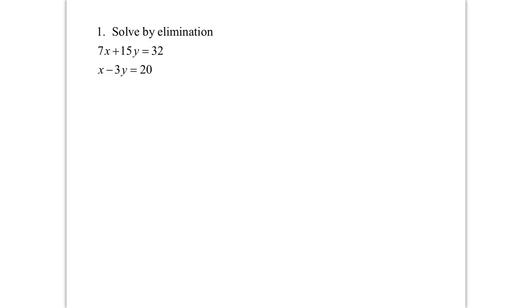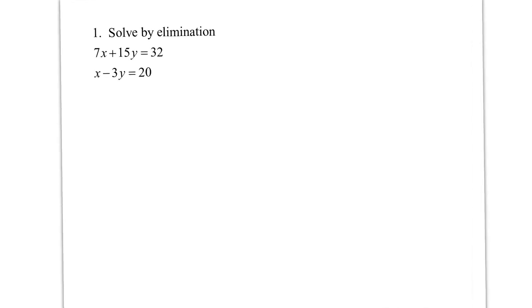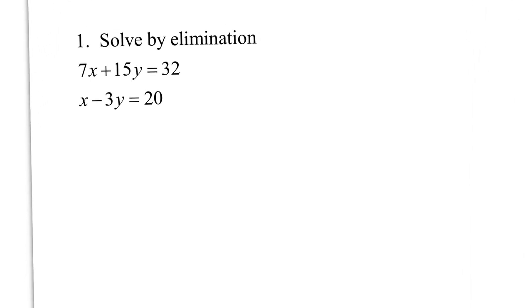So notice that we do have a system, and I'm just checking step number 1. We want to use the elimination method. We have the x and the y on the same side, so those two equations are in standard form. So step number 2, I'm going to choose one variable to cancel.